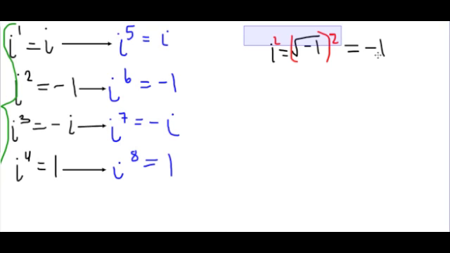And you'll notice one more thing. The remainder when you divide 5 by 4 is 1. 6 divided by 4 gives you a remainder of 2. 7 divided by 4 gives you a remainder of 3. And 8 divided by 4, well, that's just a multiple of 4, it's the same thing.